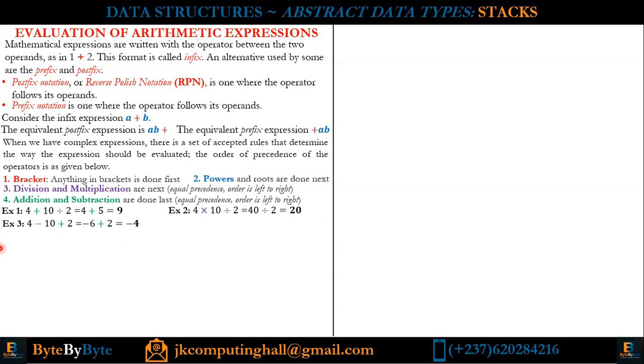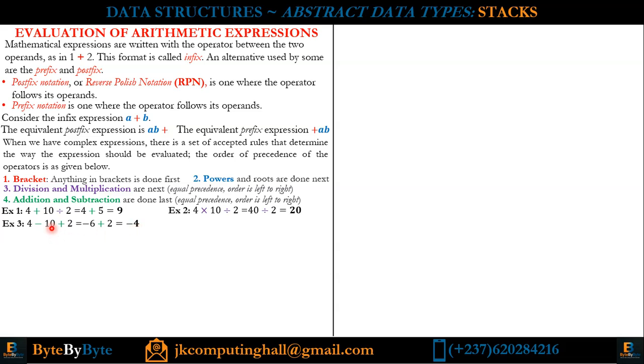Example 3, 4 minus 10 plus 2. We have subtraction and addition, and we know that addition and subtraction have the same precedence. So I first of all operate what is on the left. 4 minus 10 is negative 6. Negative 6 plus 2 is negative 4. That is the answer.